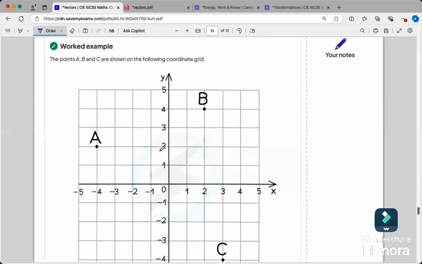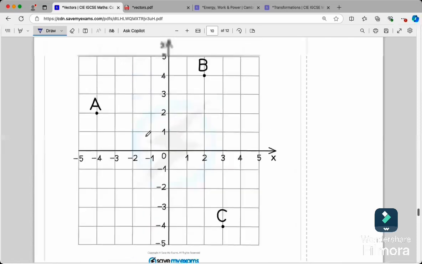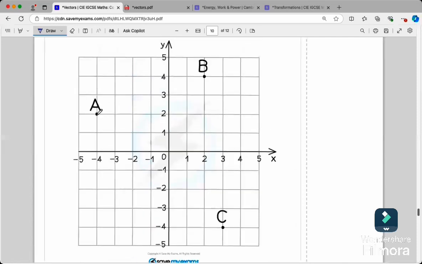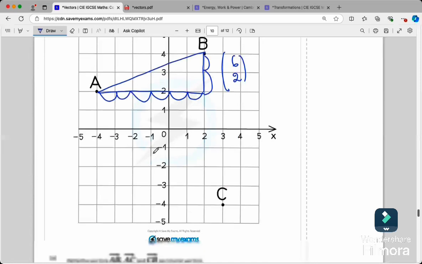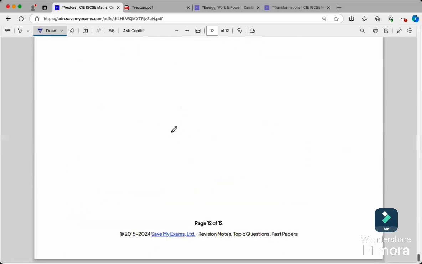There is a worked example here. They're asking you to write the column vectors for AB and AC. Let's try AB. If you complete this as a triangle, just write the column vector for this one. It has gone 1, 2, 3, 4, 5, 6, so 6, and going up by 2. So 6 and 2. So AB, AC and CD, we can write down the column vectors.